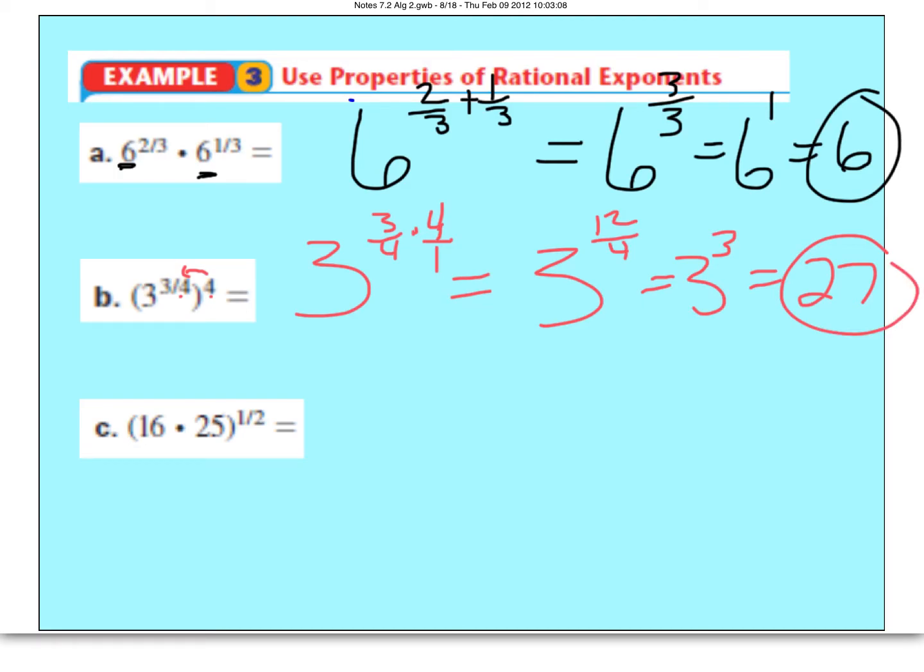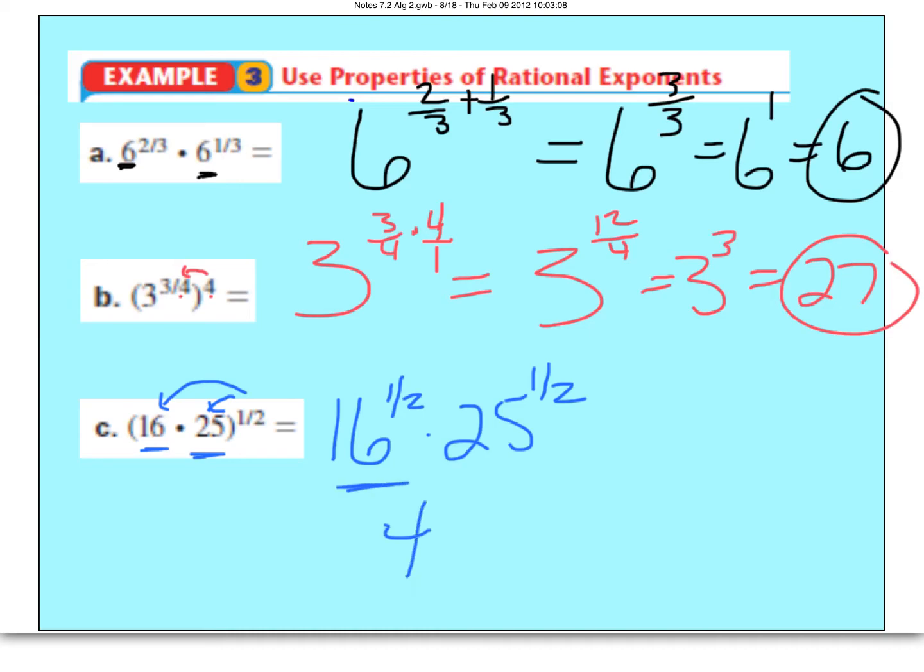Letter C here, we have 2 things on the inside and an exponent on the outside, so I can give that exponent to both pieces. 16 to the 1/2 power times 25 to the 1/2 power. This just means the square root of 16. Well, that's 4. This means the square root of 25, which is 5. So it comes down to 4 times 5, which is going to be 20.